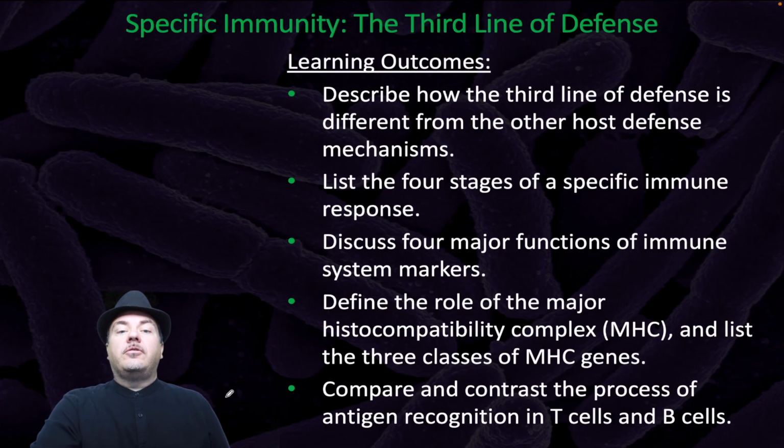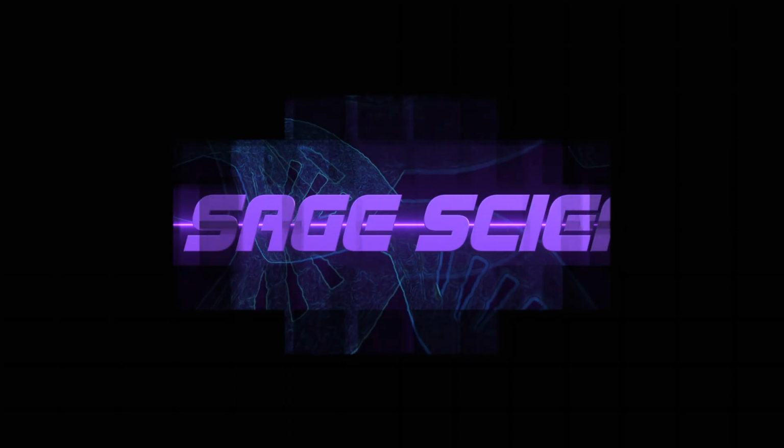By the end of this video, you should be able to describe how the third line of defense is different from the other host defense mechanisms, list the 4 stages of a specific immune response, discuss 4 major functions of immune system markers, define the role of the major histocompatibility complex, and list 3 classes of MHC genes, compare and contrast the process of antigen recognition in B cells and T cells.